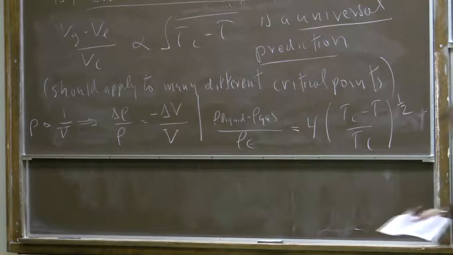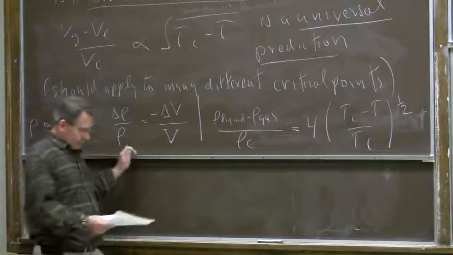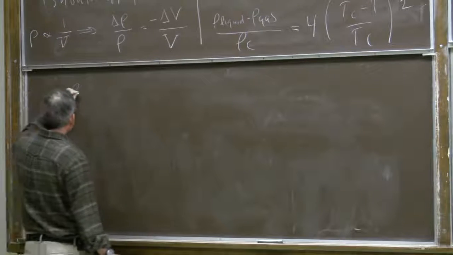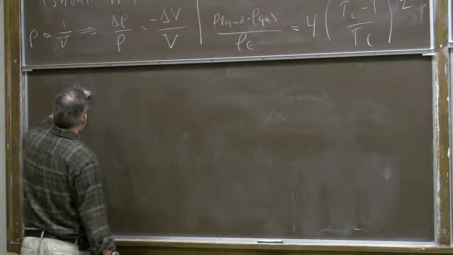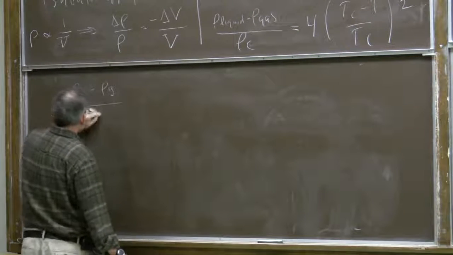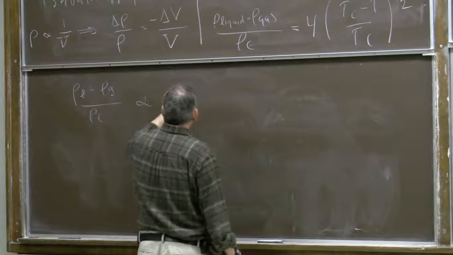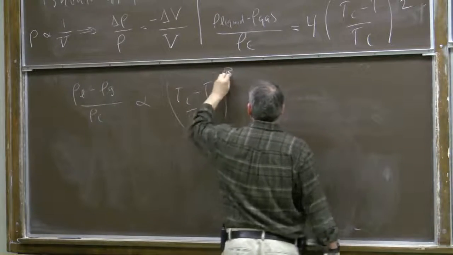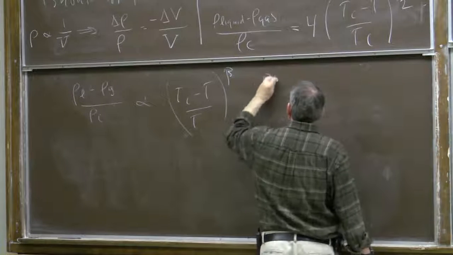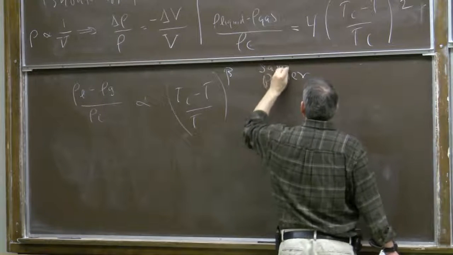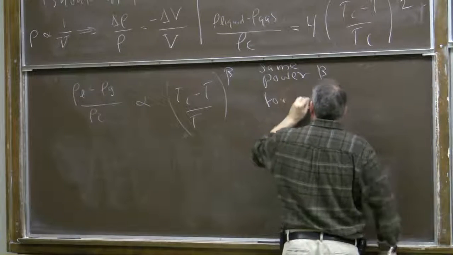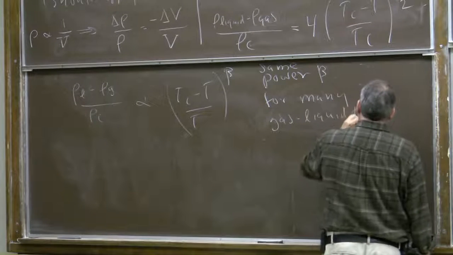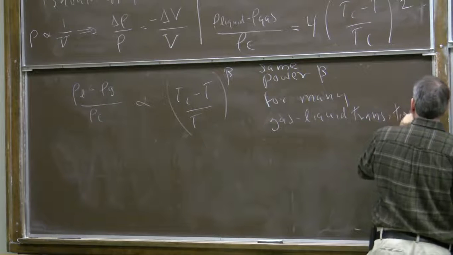So the good news and bad news is that our idea that there's some kind of universal behavior in a second-order phase transition agrees with experiment. For many different gas-liquid transitions in particular, we find that the density difference between liquid and gas is proportional to tau critical minus tau over tau to a power, and the power beta, well, it's the same power for many gas-liquid transitions. And that's what I mean by universality.